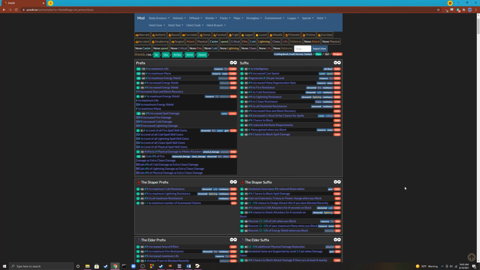In this example, this is specifically for shields. This is not like generally. This is specifically for shields. And these specific modifiers, the percent is going to beat out the flat.